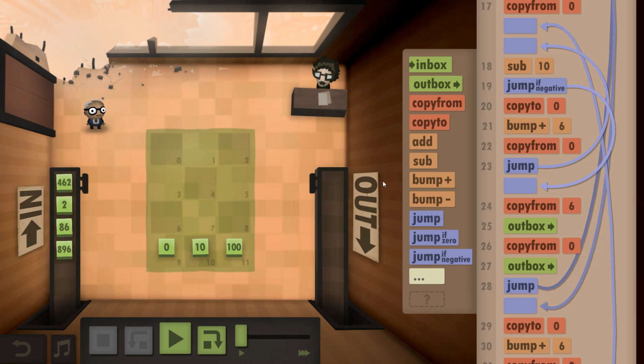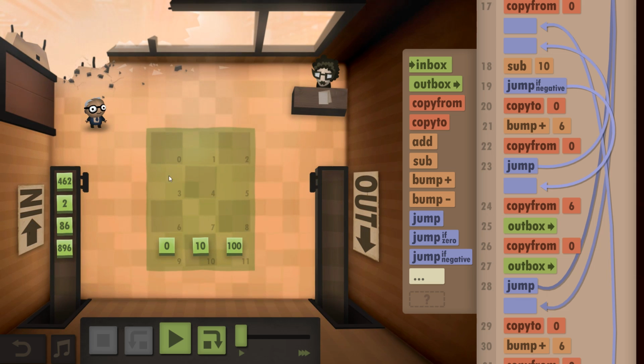That's confusing me right now. But how would that look? What would that look like? 462 minus 100.